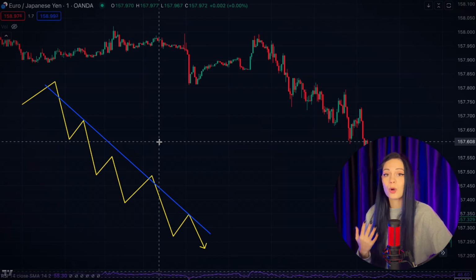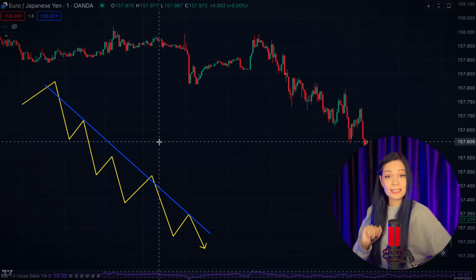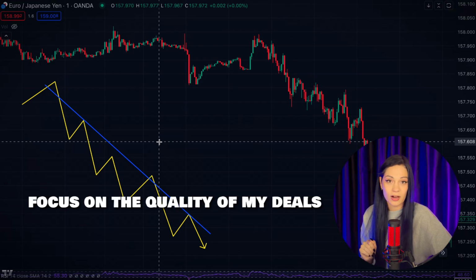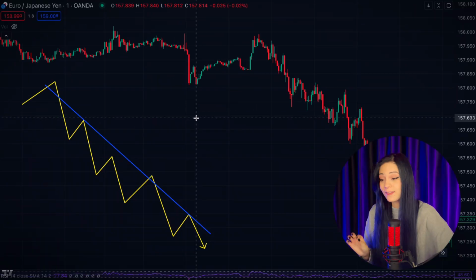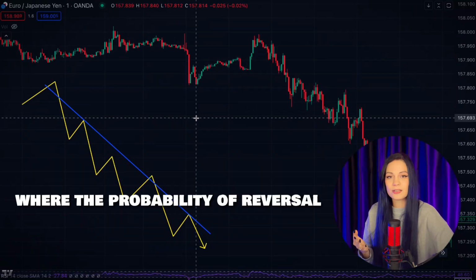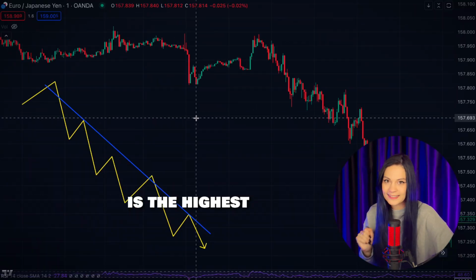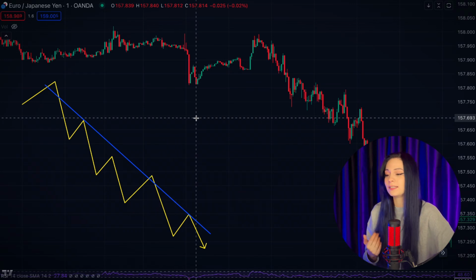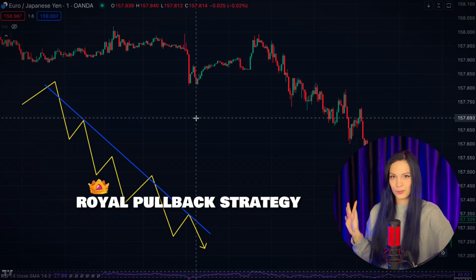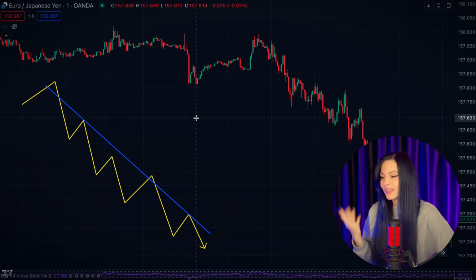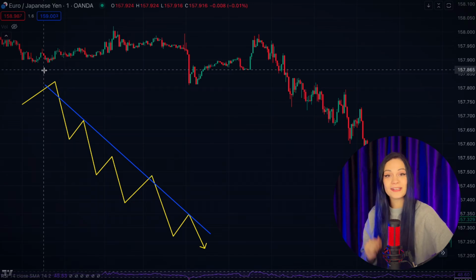The price won't always move up or down, right? So this year, I have a goal to focus on the quality of my deals, not on their quantity. My task right here is to find those points where the probability of reversal is the highest. And for that, I will use an improved version of the pullback strategy. I like to call it the ROYAL Pullback strategy. So let me explain to you what it is.